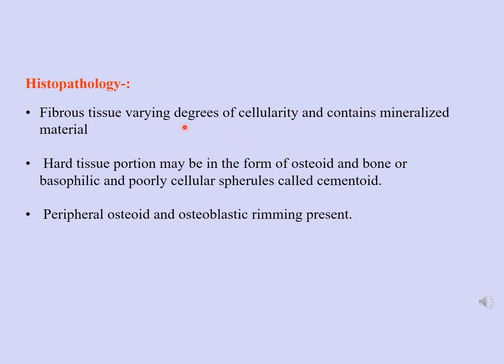So histopathologically, again, it's a fibrous lesion, so fibrous tissue, varying degrees of cellularity are seen, and it contains mineralized material. Now the hard tissue portion may be in the form of osteoid, so that means bone-like, and bone, or basophilic and poorly cellular spherule-like structures or cementoid-like material. Now, peripheral osteoid and osteoblastic rimming is present. So that is the histological difference between fibrous dysplasia and ossifying fibroma.